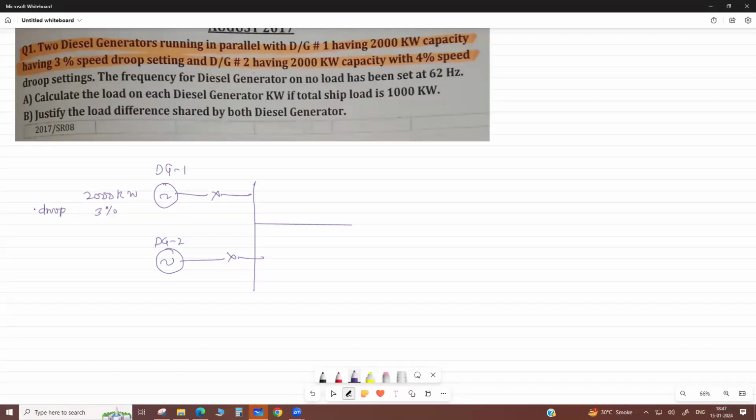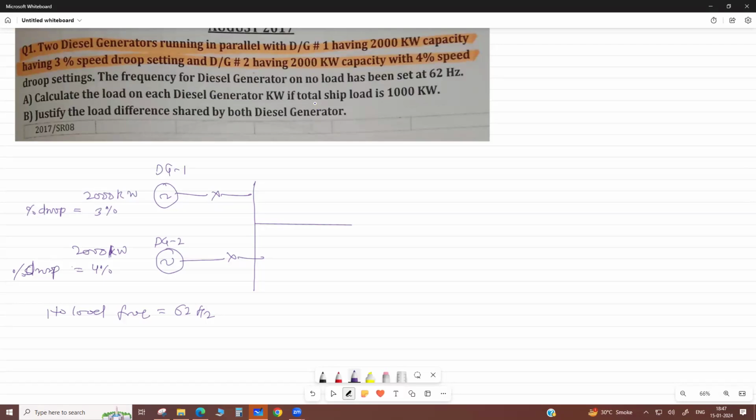Percentage droop is 3%. The other also has a 2000 kilowatt capacity, but its droop setting is 4%. Is 4% speed droop or percentage droop? Okay. Now we say that the no load frequency is 62 hertz. Calculate the load on each generator.